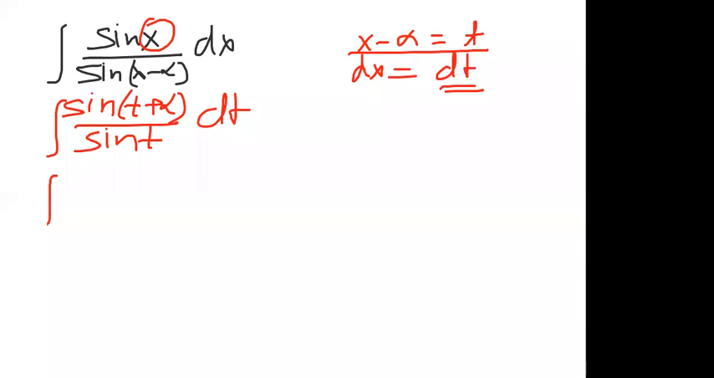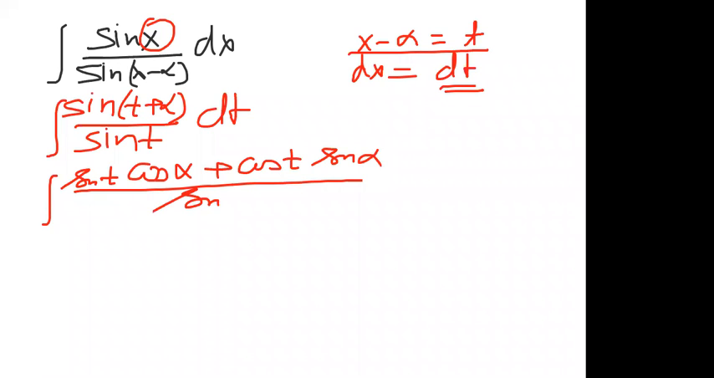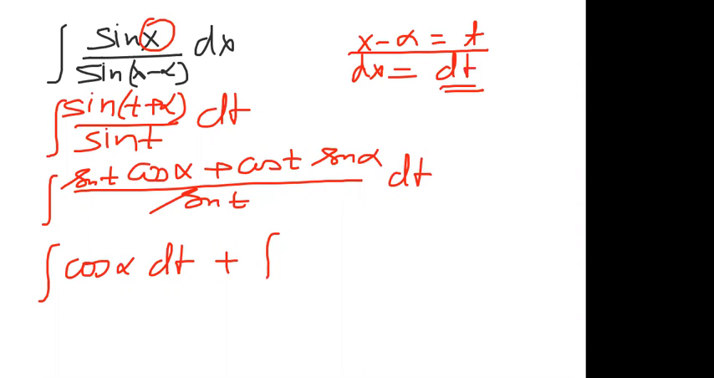In the numerator, I am applying the identity sin(a plus b). It will become (sin t cos alpha plus cos t sin alpha) upon sin t dt. Now I'm taking them separately, so it will become integral cos alpha dt plus integral sin alpha cos t upon sin t, which is cot t dt.